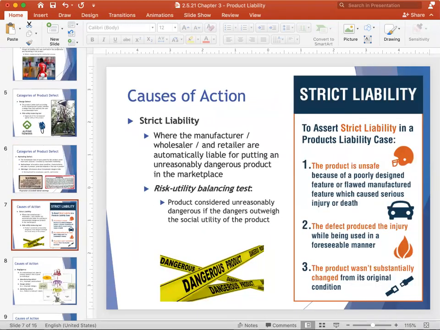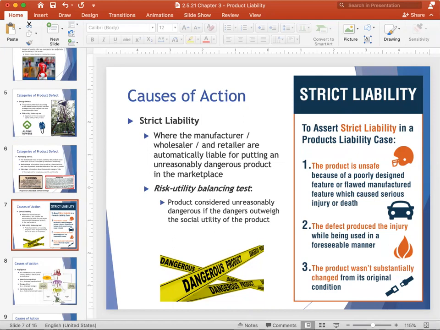Now let's shift to causes of action. So this means that a consumer was injured through use of a product and they want to file a legal complaint to seek a remedy for their injury. There are several different causes of action that the user can claim.